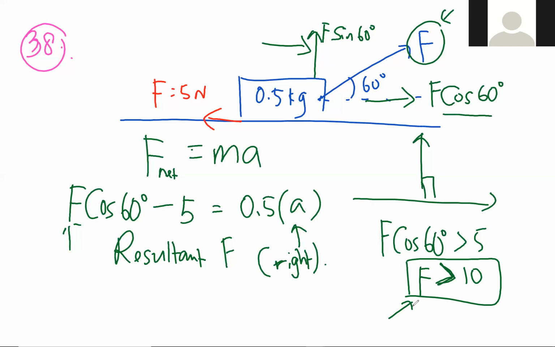Okay, if you don't believe it, you try. If F is equal to 5, then F cos 60, 5 cos 60, you will get a smaller value than 5, meaning that it is smaller than the frictional force, thus the object will not move. But since in this condition, it says that the object moves to the right, F has to be bigger than 10, and the only possible answer is D, 14 Newton. Because A, B, C is 2, 5, and 7, then all of them are out.